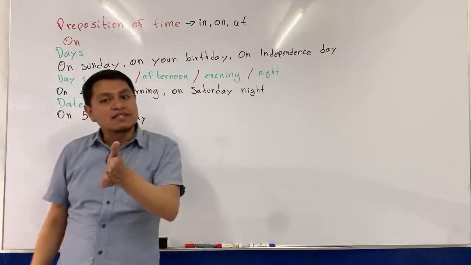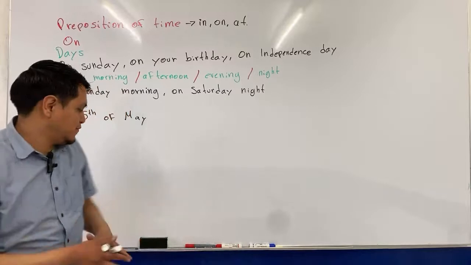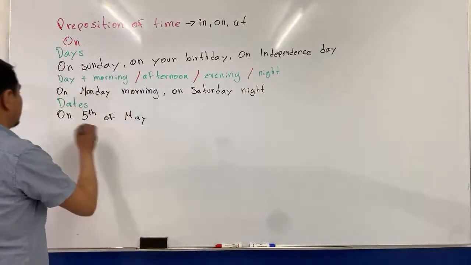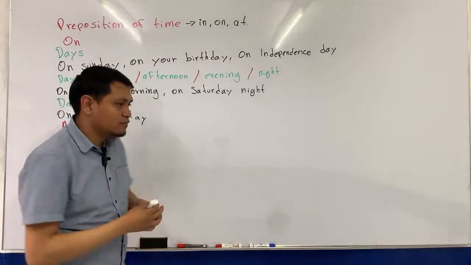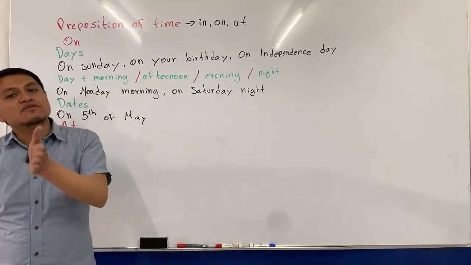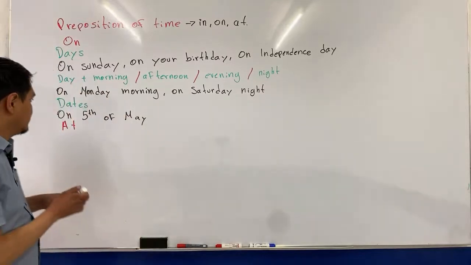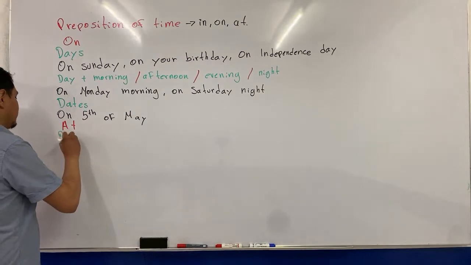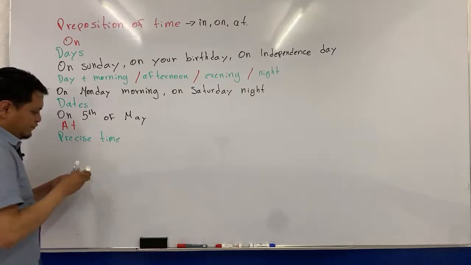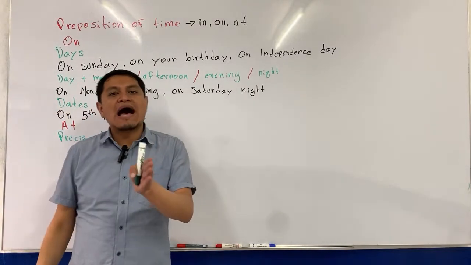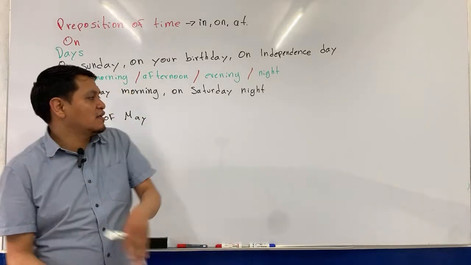Now, here is a list of the time words that need the preposition at. It's the turn of the preposition at. At we use for precise time. For example, at 10 o'clock, at noon, at midnight.